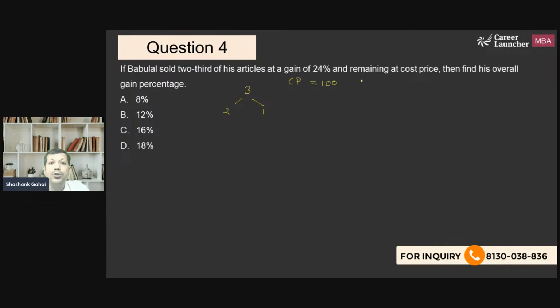So I am assuming that the CP of any article is 100 rupees. What is the cost price of 3 articles? That is going to be 300. That is the first thing. And what is the cost of 2 articles? That is 200 rupees, and he is gaining how much? 24% means he is gaining 48 rupees. So selling price is going to be 248, and he is selling the third one at no profit, no loss. So his cost price is 300. His selling price is 348.